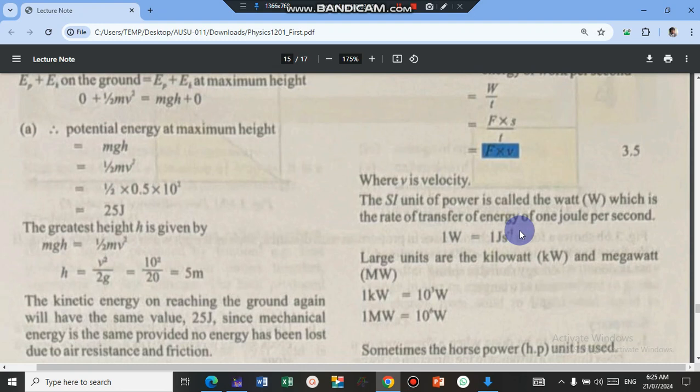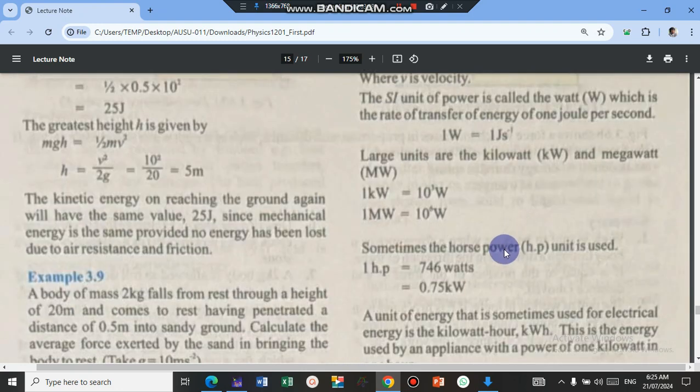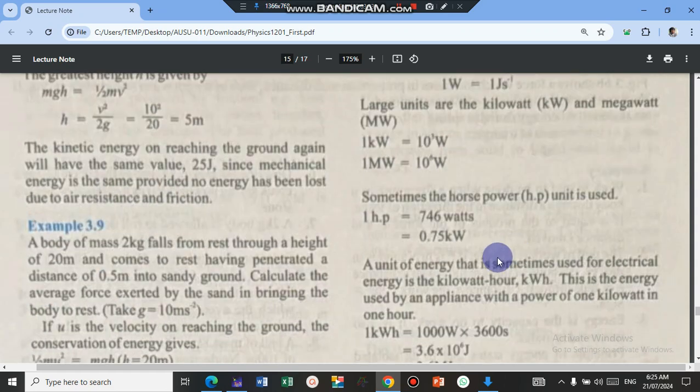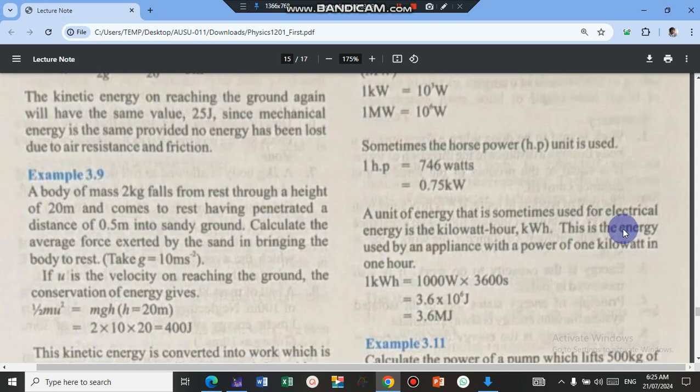So energy can also be expressed in kilowatt hour, and electrical energies are usually expressed in kilowatt hour. This is the energy used by an appliance with a power of 1 kilowatt in 1 hour. Meaning, if I have an electrical appliance that has a power of 1 kilowatt and I use it for 1 hour, then the energy will be power times time. The 1 kilowatt power times the 1 hour time will give me 1 kilowatt hour.